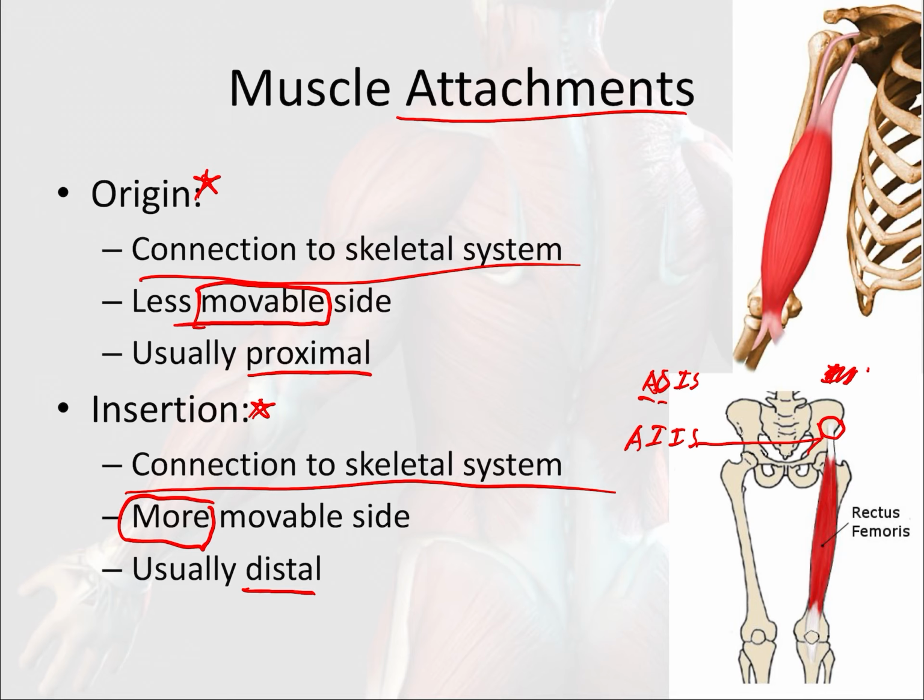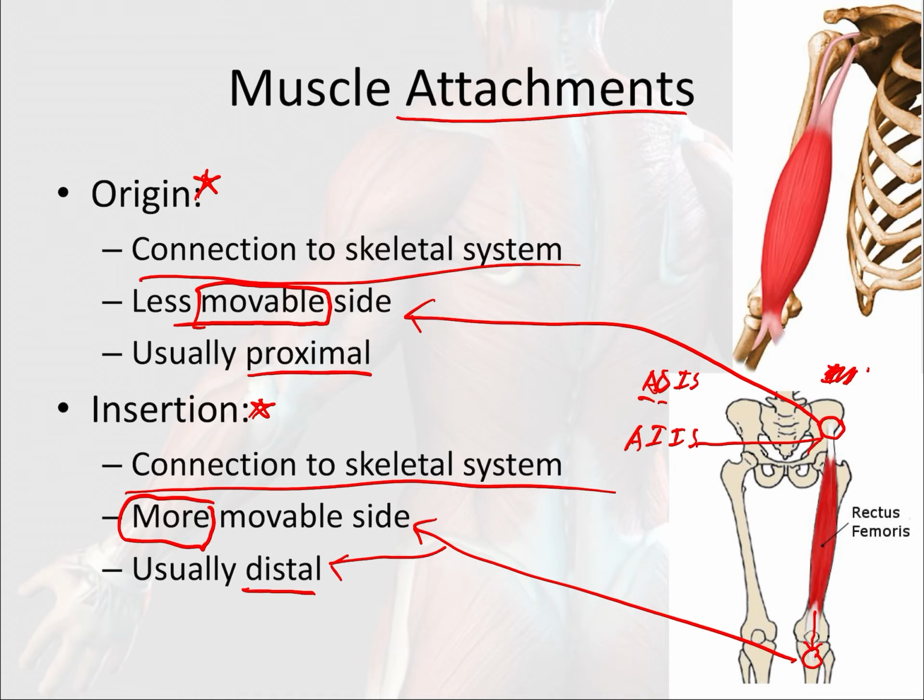That would be the origin, because it's the less movable side, it's on the pelvis, it's more proximal. Then we look at where the rectus femoris attaches. It goes through the patella and then down to the tibia, on that attachment point where all the quads attach, and that is going to be the more movable side for sure. And it's going to be the more distal side. So we have the origin up in the pelvis and the insertion down on the tibia. And we have the biceps brachii here, with the insertion there and the origin up here in the shoulder. So there's just a couple examples.